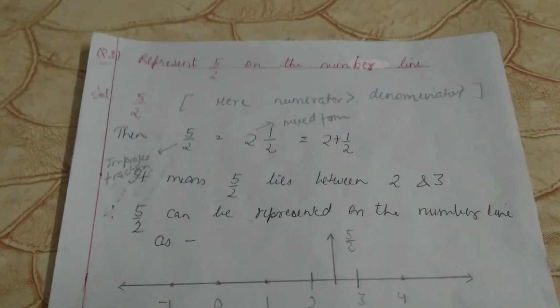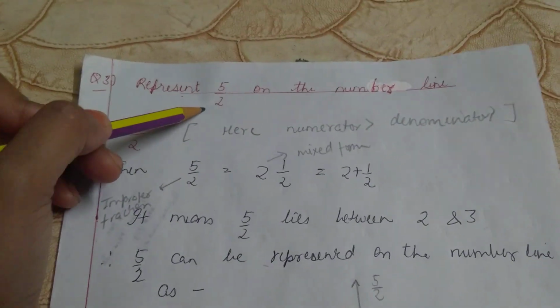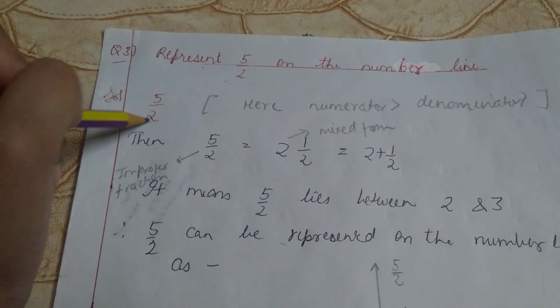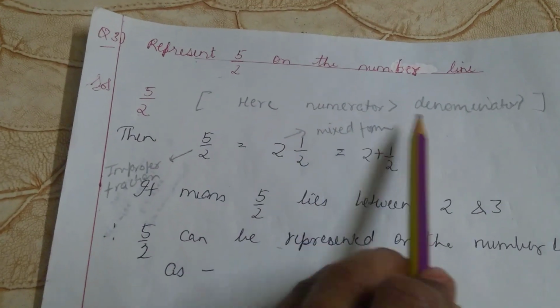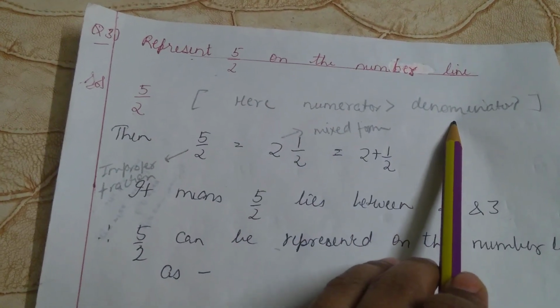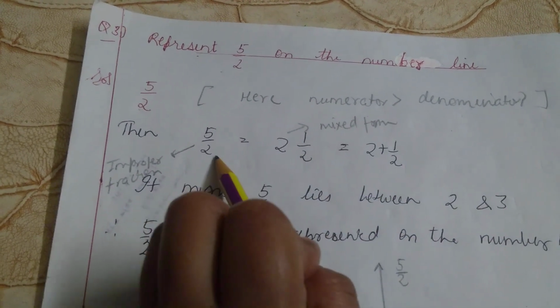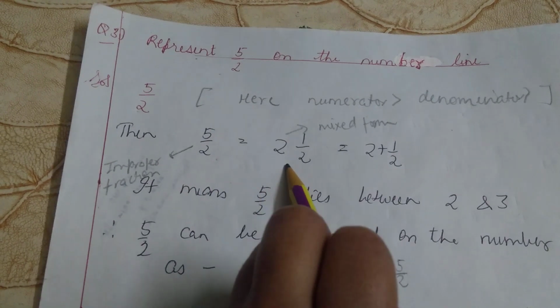Now next is represent 5 by 2 on the number line. 5 by 2 is an improper fraction. In this case, the numerator is greater than the denominator. To decide the interval, first we will write 5 by 2 in the mixed form.